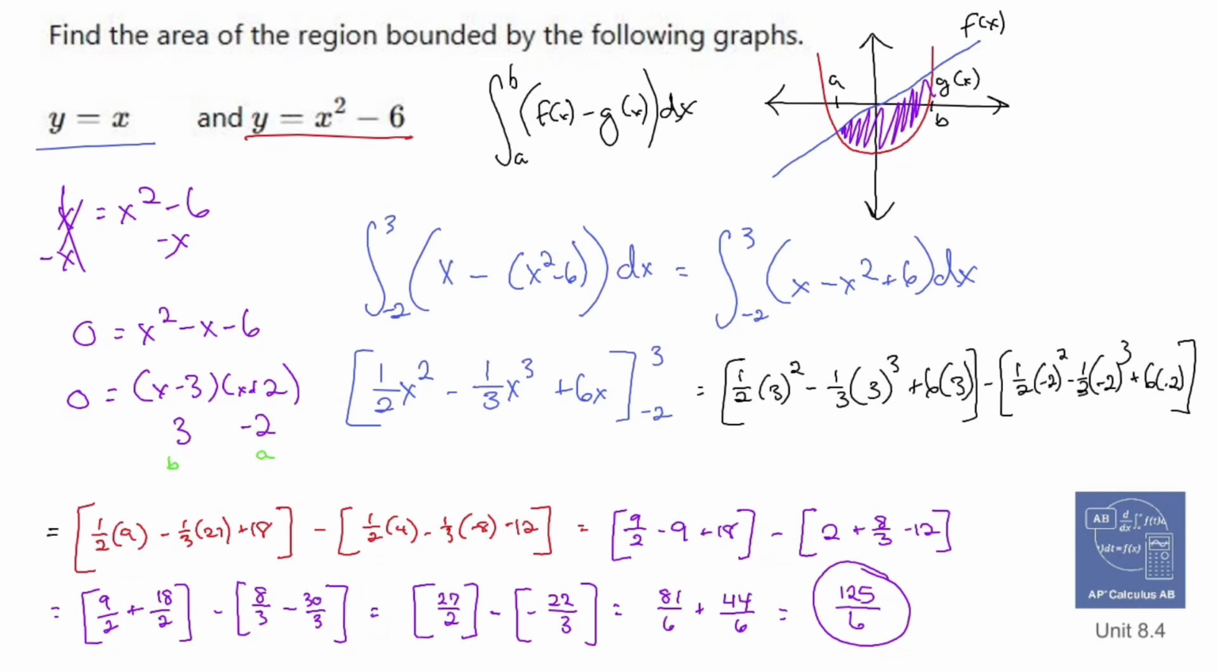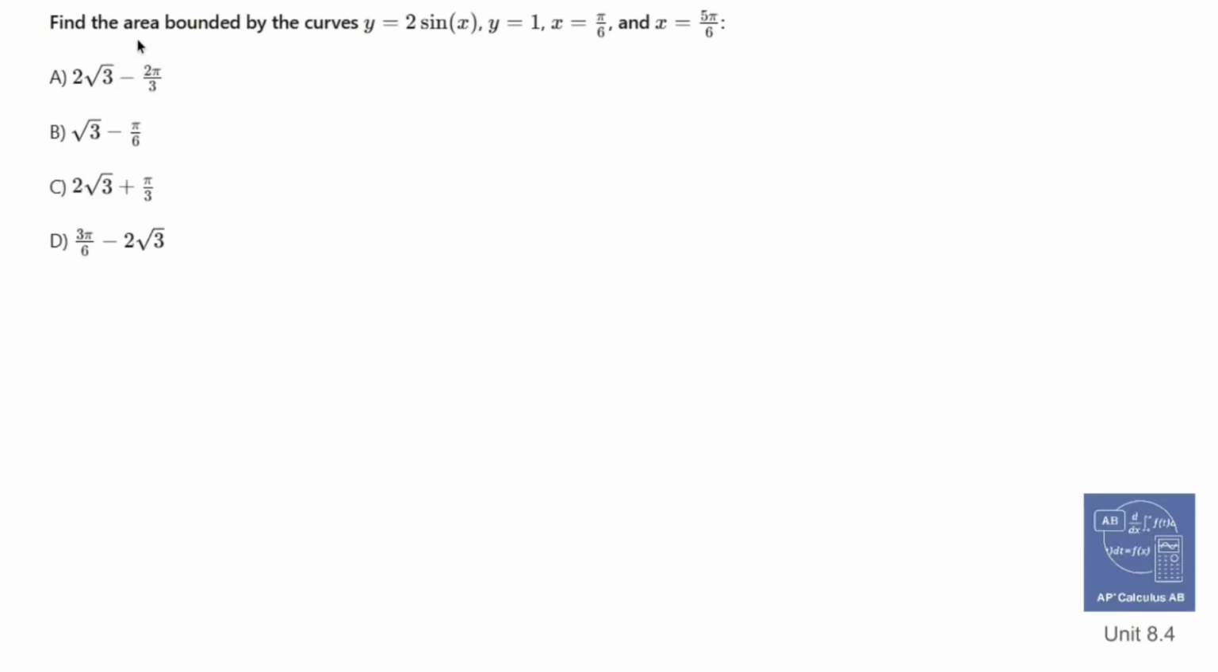Find the area bounded by the curves y equals 2 sine x, y equals 1, and x equals pi over 6, and x equals 5 pi over 6.